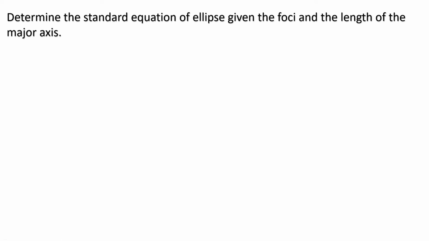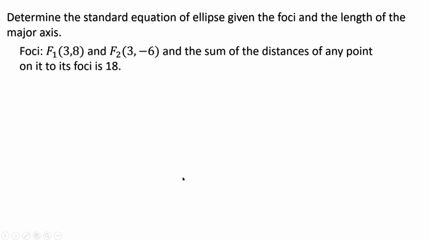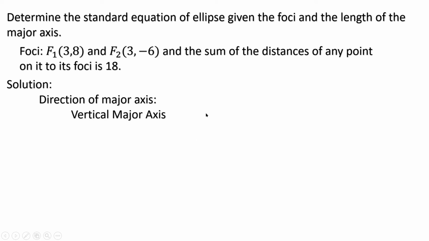Next, determine the standard equation of the ellipse given the foci and the length of the major axis. Here the foci are (3, 8) and (3, -6), and the sum of the distances of any point on it to its foci is 18. So solution: direction of the major axis. Here, the x component of our foci is constant, not changing. Therefore, this is a vertical major axis.